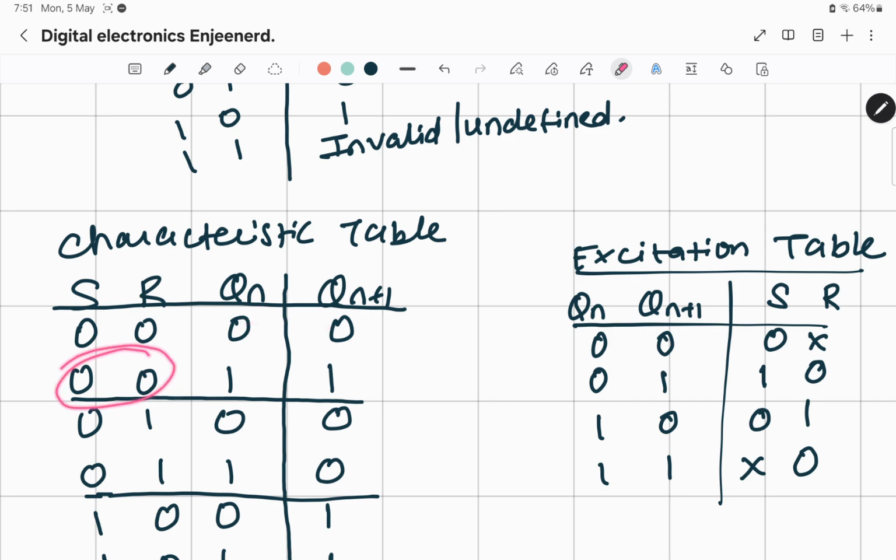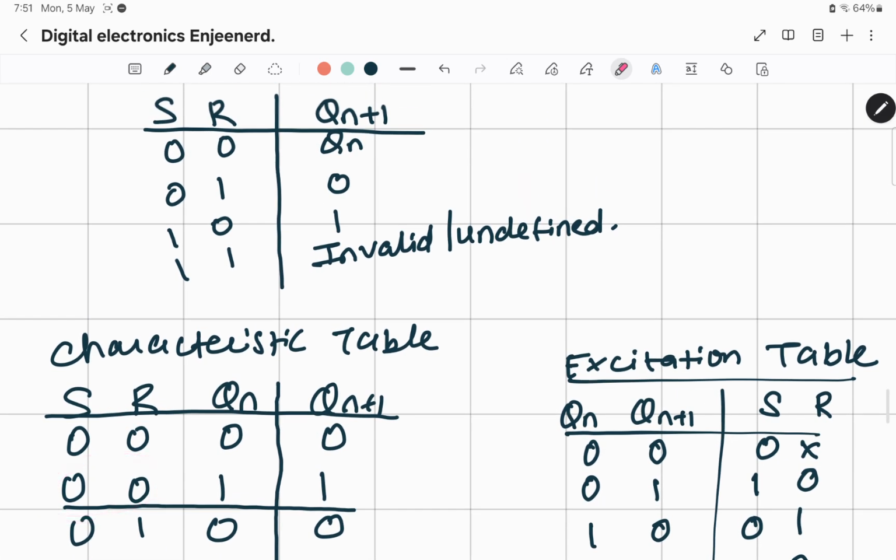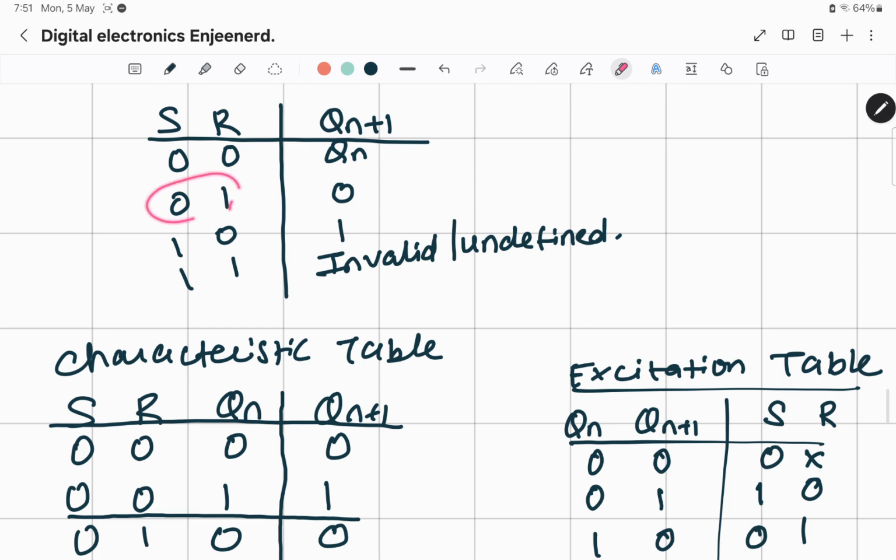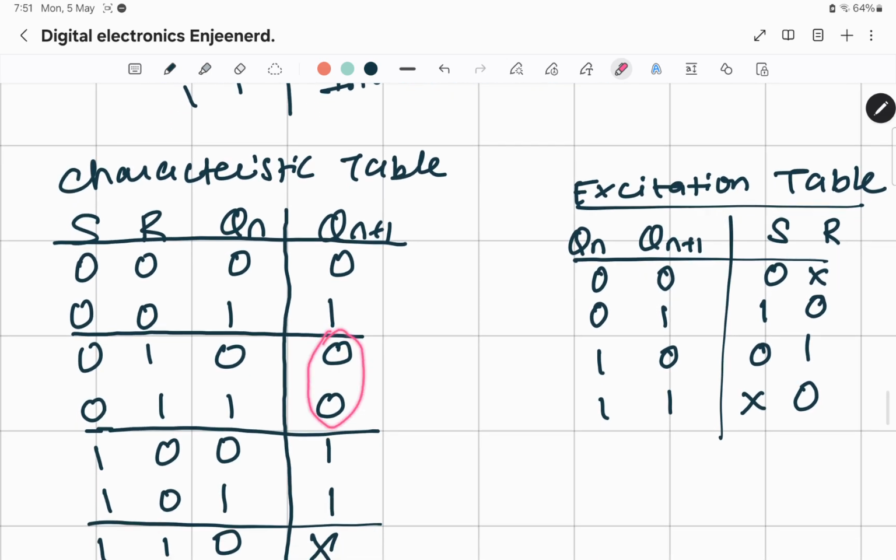Again for S equal to 0, R equal to 0, what does your truth table say? It is Qn. But what is the value of Qn? It is 1, so it will be 1. For S equal to 0 and R equal to 1, in both these states, what is the value of Qn plus 1? It is 0. So you straight away write 0 in both these conditions.